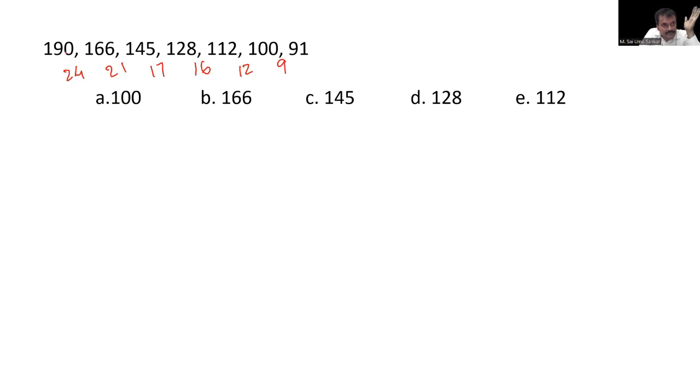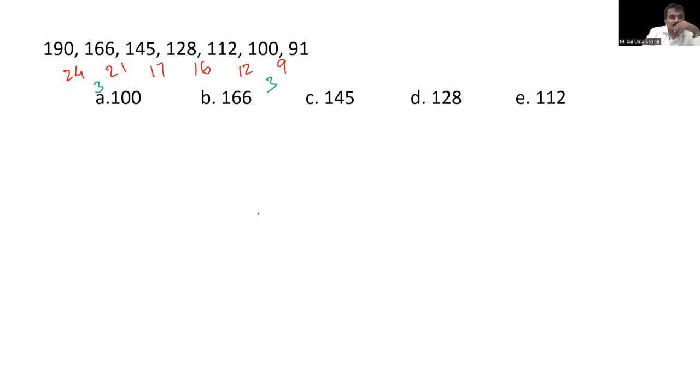Here, the difference between the first two numbers is 24. The difference between the next two numbers is 21. The next two numbers, 17. Next two numbers, 16. Next two numbers, 12. And this is equal to 9. If you observe, the difference between these two numbers is 3. The difference between these two numbers is 3.